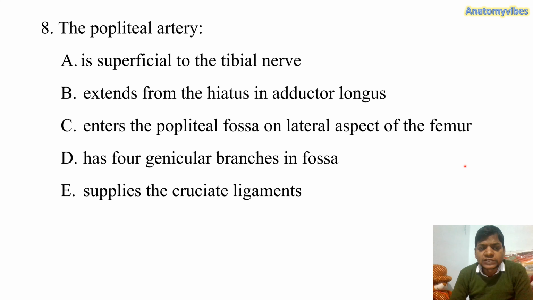Moving further. Popliteal artery is superficial to tibial nerve? No. Artery is most deep. Extends from the hiatus in adductor longus? No. The hiatus is in adductor magnus. Enters the popliteal fossa on the lateral aspect of the femur? No. On the medial aspect of the femur. Has 4 genicular branches? No. It has 5 genicular branches. Supplies a cruciate ligament? Correct. Via the middle genicular artery, it will supply the cruciate ligaments. So this is the correct option. Hope this is clear to you.